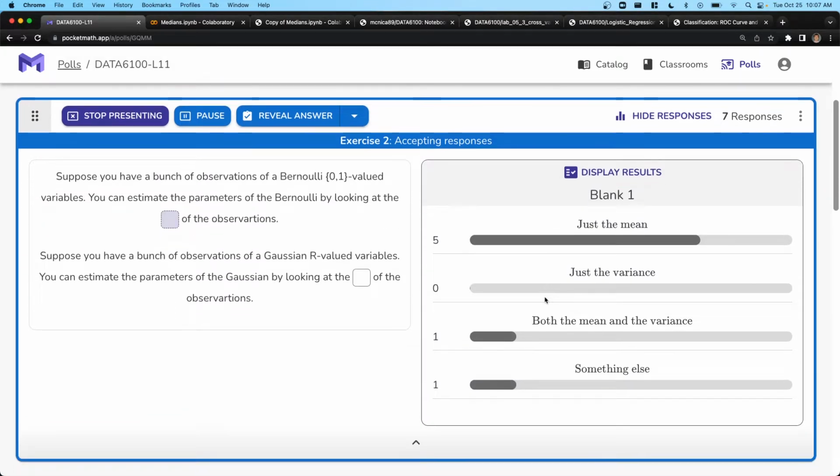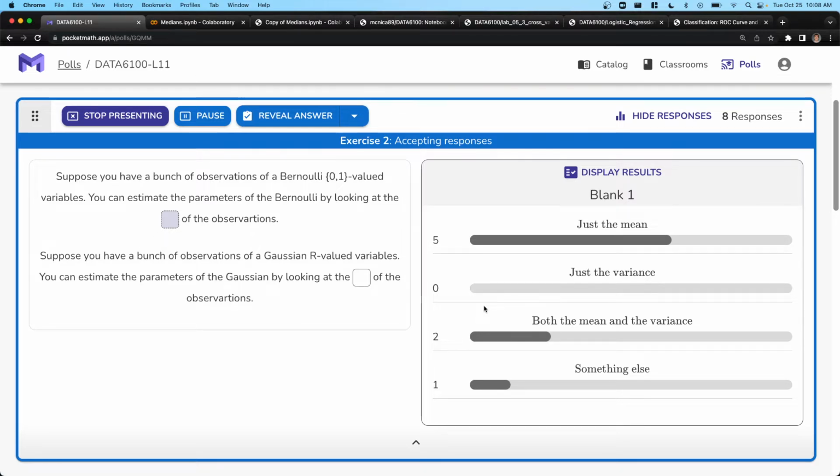All right. So for Bernoullis, lots of people said just the mean. Some people, or one person, said both the mean and the variance, or one person said something else. And I think the correct answer is just the mean. That's totally fine. And the reason is Bernoullis only have one parameter, p, and p is the probability you're 1, and 1 minus p is the probability you're 0. So if you take the average value, that's also going to be p. So if you take the mean, that'll be an estimate for p.